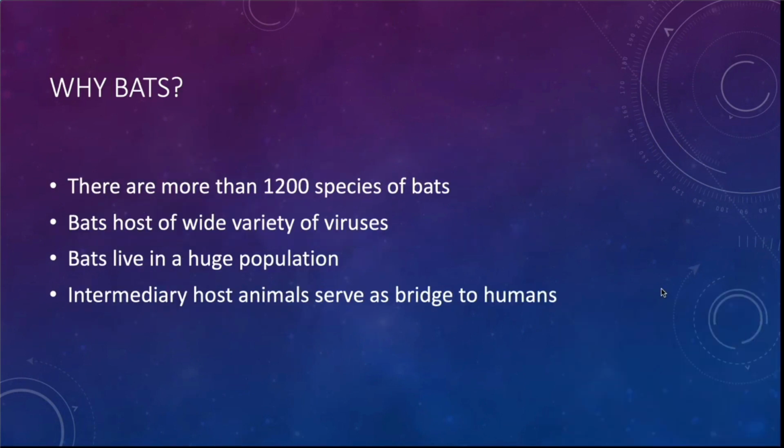So why bats? Why does COVID-19 have its origins in bats, as well as some other coronaviruses? Well, there are more than 1,200 species of bats. Bats hold a wide variety of viruses. They live in a huge population, often very crowded, and they share many viruses, allowing those viruses to mutate. And often intermediary host animals serve as a bridge to humans.